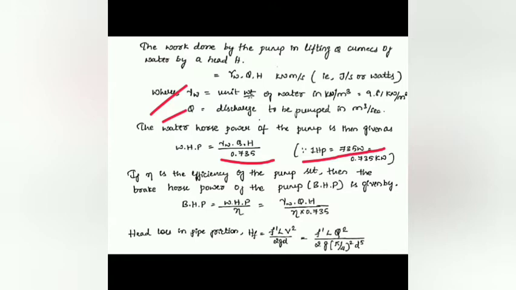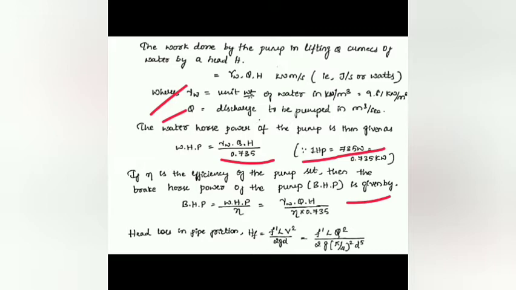If we consider the efficiency of the pump set, then the brake horsepower of the pump, that is BHP, is given by the formula WHP divided by the efficiency. So WHP, we have the formula already, the same formula we have substituted here, and this one is the extra, that is efficiency, we have added. When we use this formula, we can easily get the BHP of the pump, that is brake horsepower of the pump.